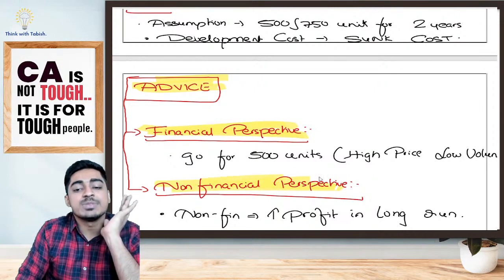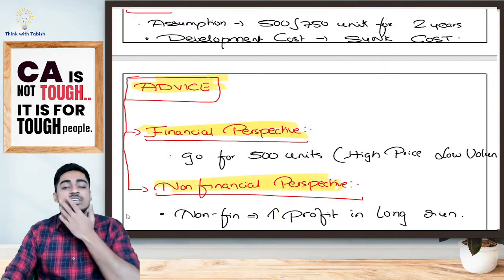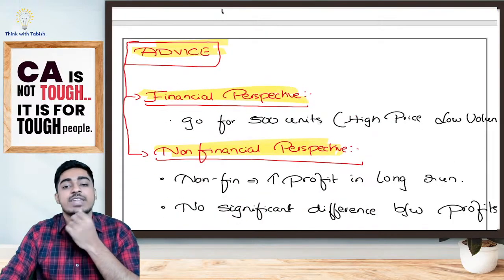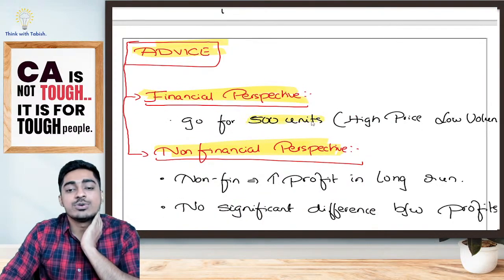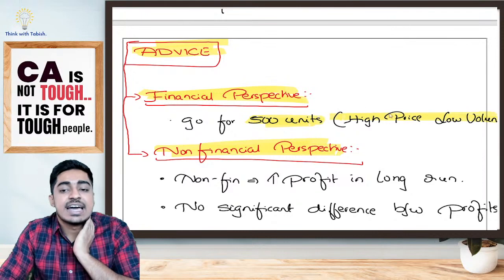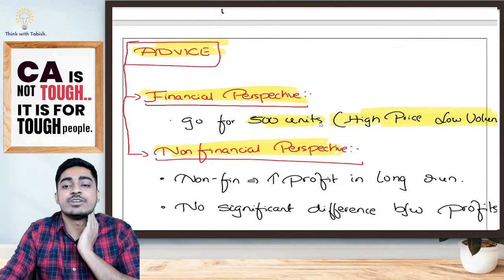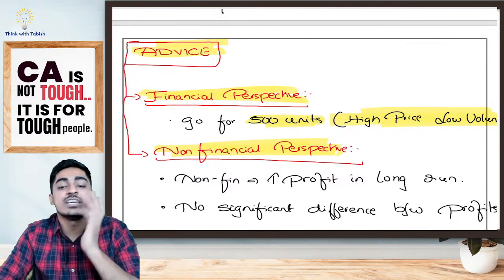Also, we need to tell something from the non-financial perspective. Let us see what the question is trying to tell us. From a financial perspective, which is better, we need to go for 500 units. That is high price, low volume. At 500 units, we are charging a higher price and we are selling a lower volume.